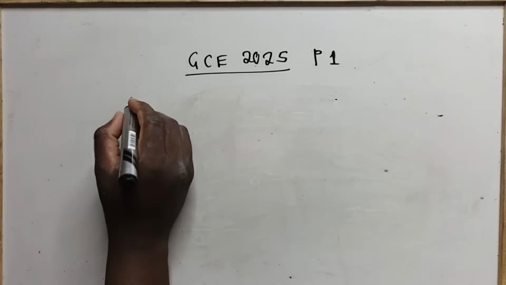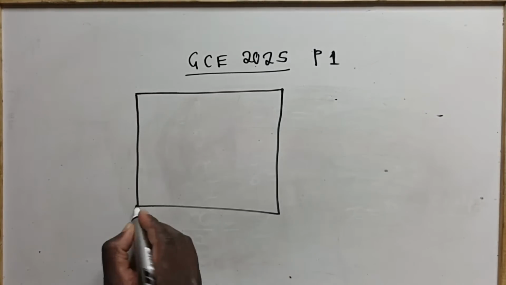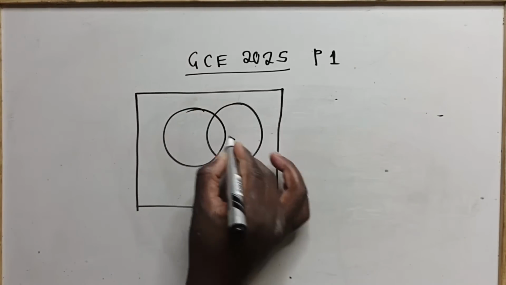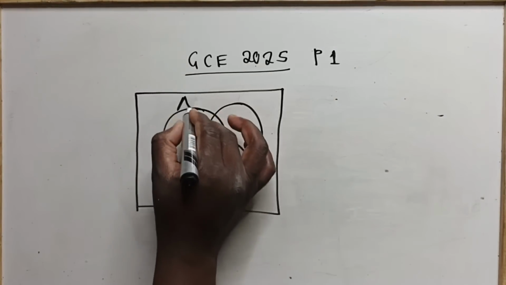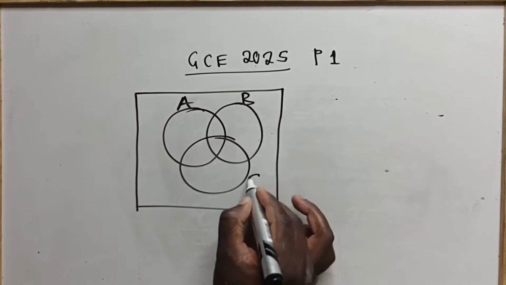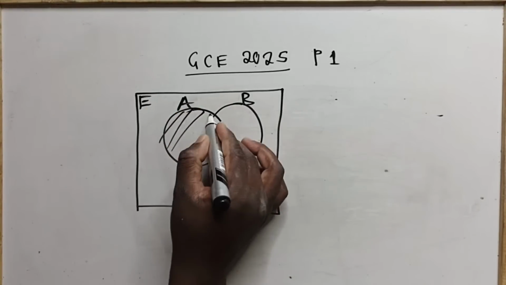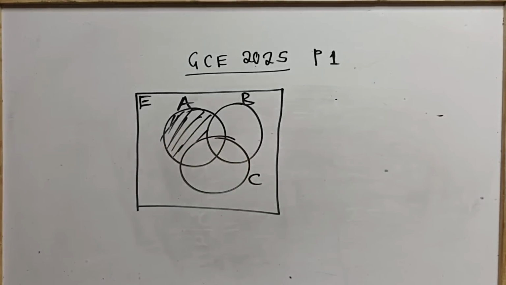We've got a Venn diagram. Okay, this is a Venn diagram. It's like this. Here they are saying this is A, this is B, and this is C. E is right here. So this part of the Venn diagram is what is shaded.